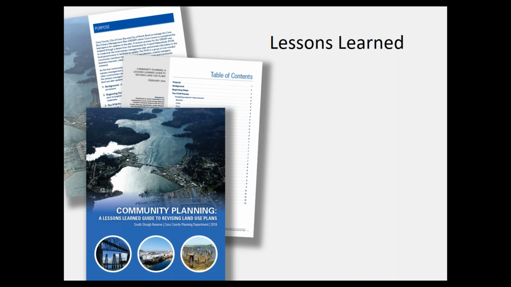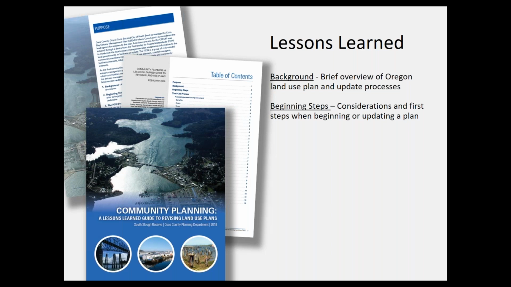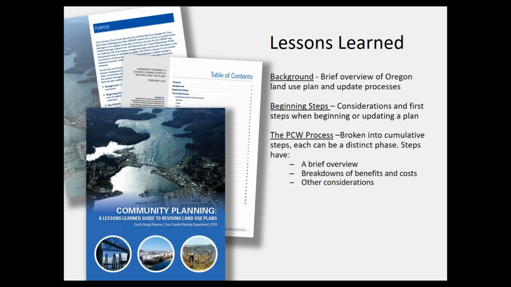But basically, the lessons guide provides a brief overview of Oregon land use plan and update processes, beginning steps, so things to consider when you're first going to go about updating a plan or beginning a plan. Then what our process was, the Partnership for Coastal Watersheds process.